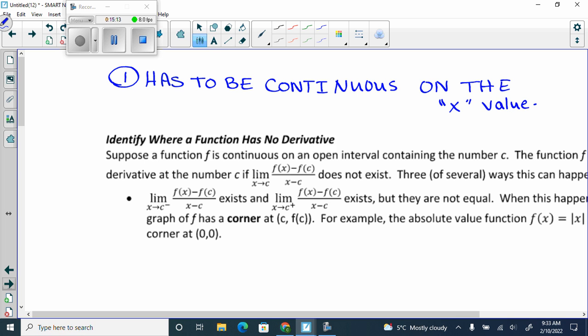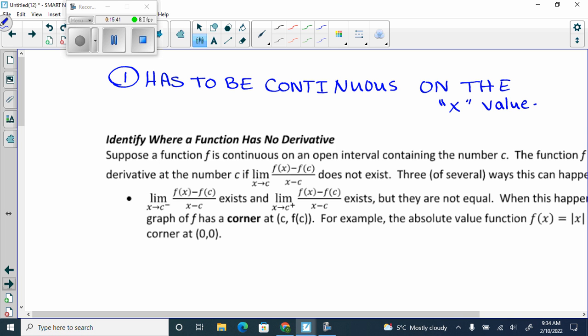Okay, so it has to be continuous on the x value. So even if the graph is continuous everywhere else, but I'm finding it at like 2, it's not continuous, it's done. You can't find the derivative there. So even before these other rules after, like if this happens or this happens or this happens, it's not continuous. Even before that even happens, if the graph is not continuous there, it's done. I don't even need to look at what the graph looks like.